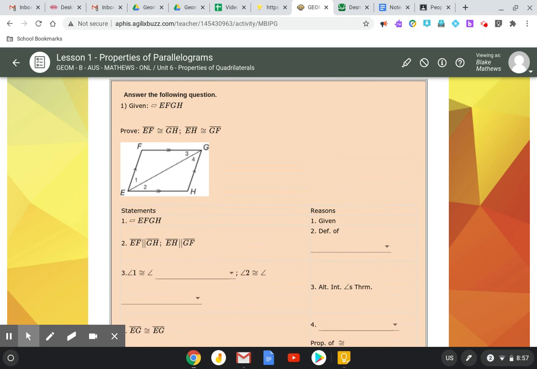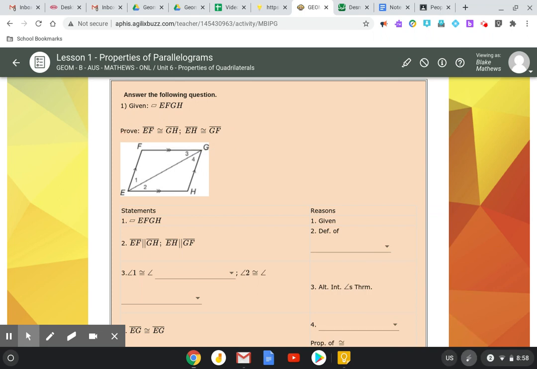So it says given, and given means this is what we know. We know that there is a parallelogram EFGH right here. So that's what we know, EFGH. And they want us to prove something that we learned in this lesson, which is that EF and GH are congruent and GF and EH are congruent. So they want us to prove something.